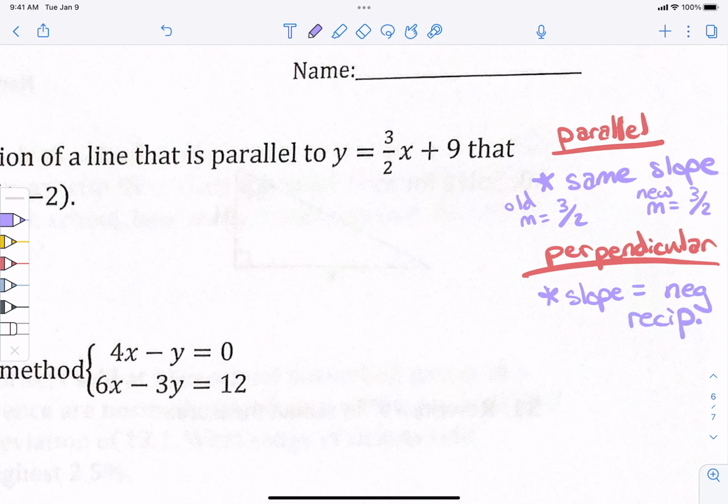And so if my old m was 3 over 2, because that's what it is from this function, then my new m is going to be the flip of that, which is negative 2/3.